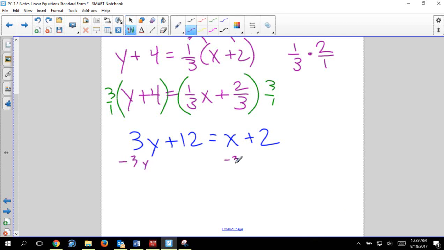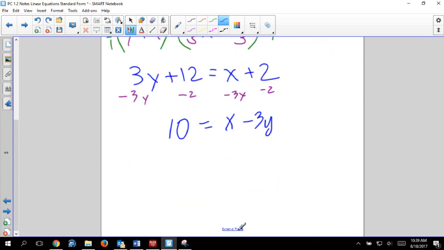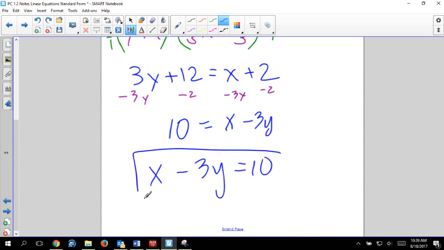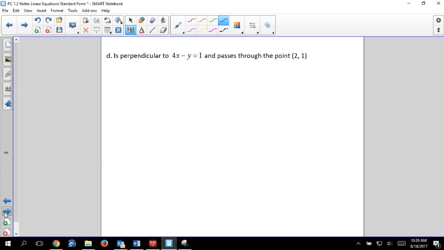Subtract the 3y. And also subtract the 2. So give me what? 10 equals x minus 3y. And you just need to rearrange it. So it looks like here. Alright? Remember, if I'm going too fast, you can get on Canvas and watch this video later.